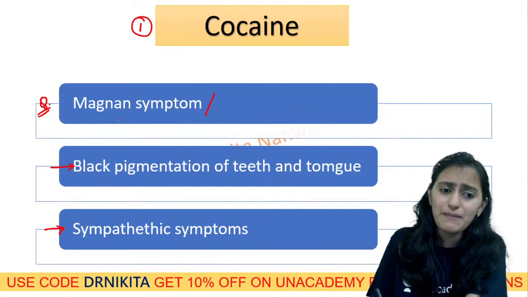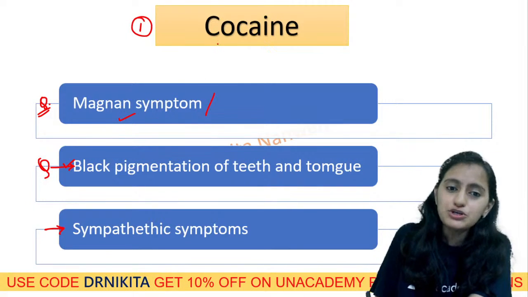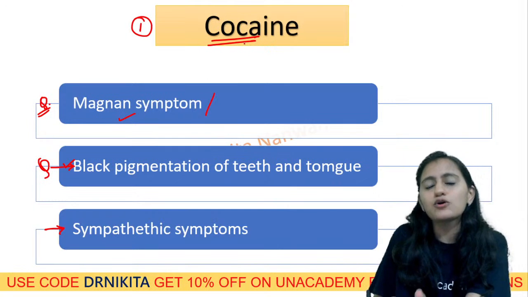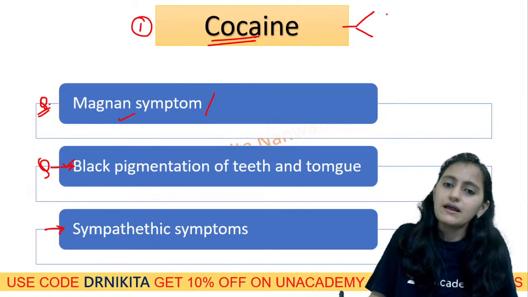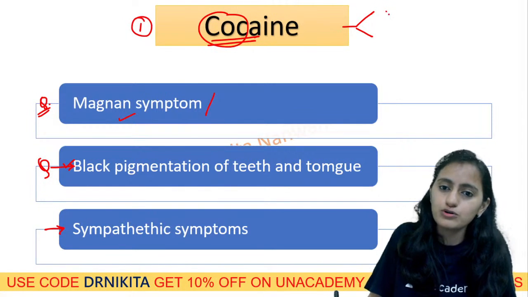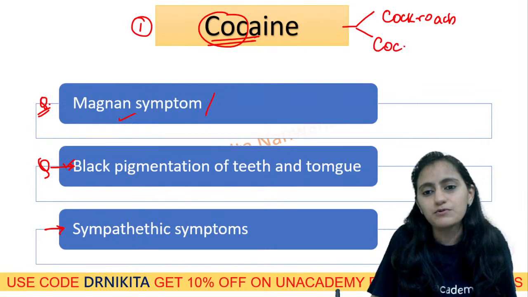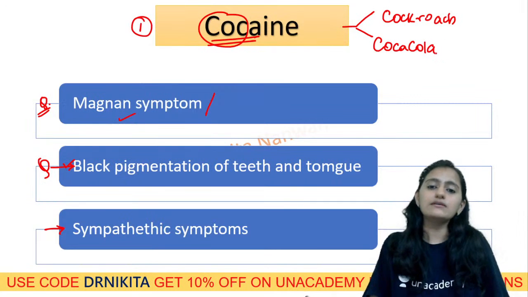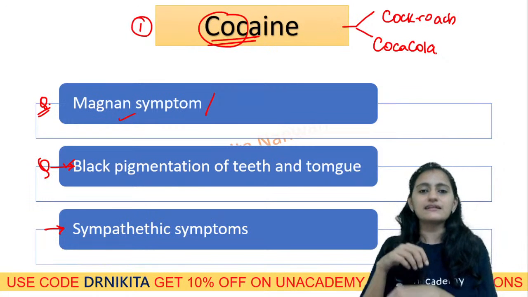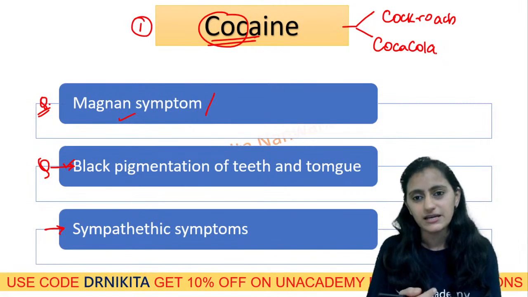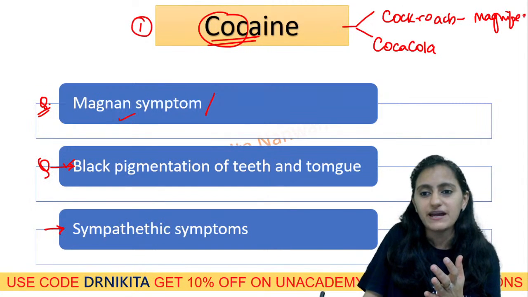So how do we remember Magnan symptom, which is very, very important, and the black pigmentation? You just need to remember the 2 things that we remember from the term cocaine. Number 1, cocaine means cockroach. Cocaine means cockroach and cocaine means Coca-Cola. Right? So cocaine means cockroach or Coca-Cola. So these are the 2 symptoms, very easy. So the patient feels that there are insects, that is cockroaches, on the skin. And these cockroaches look like they are magnified on the skin.